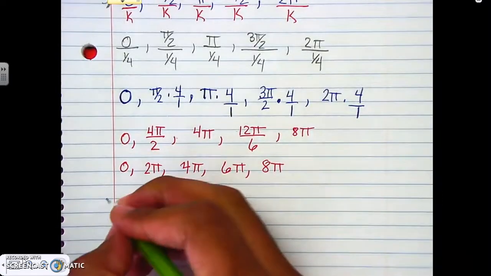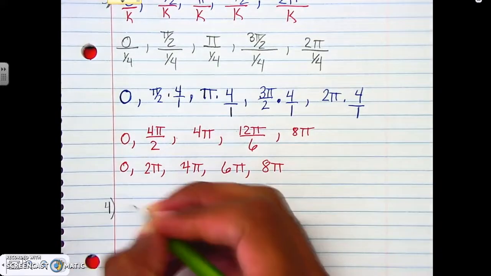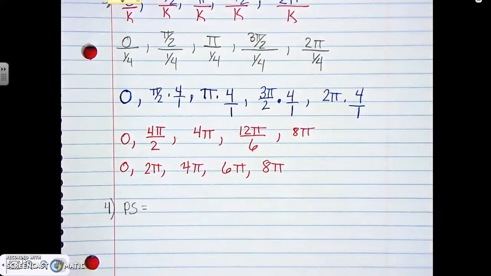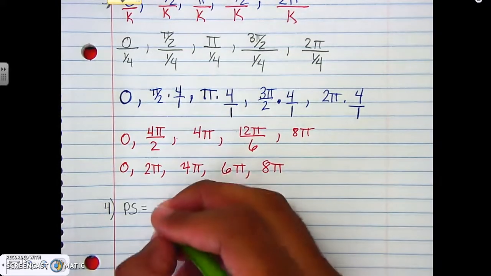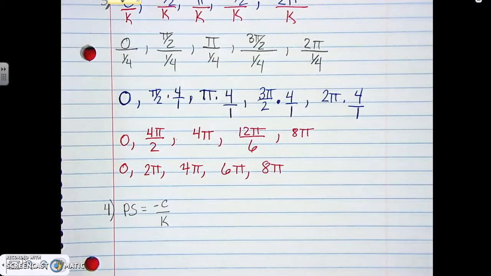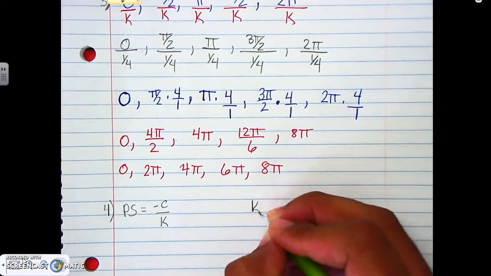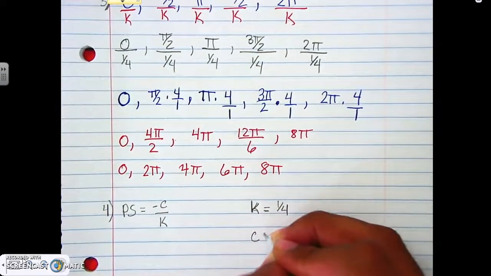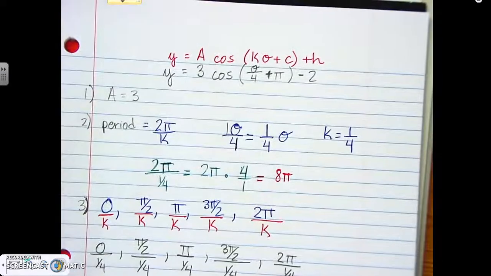All right, number 4 says, what is the phase shift? And with phase shift, we know that formula is negative c over k. Again, that formula is not given to you on the test, so I'm not giving it to you on our test either, so you have to make sure you remember that formula. And we already know what k is, because we've been using that over and over for the last 2 questions. So k is 1/4. What is your c here from this problem? It's pi.